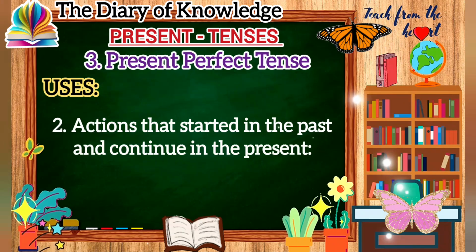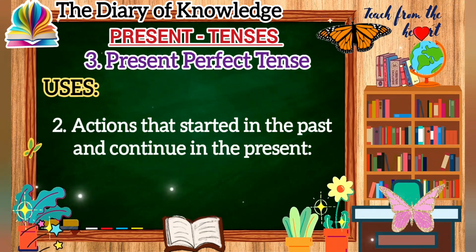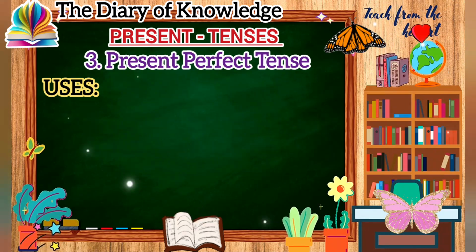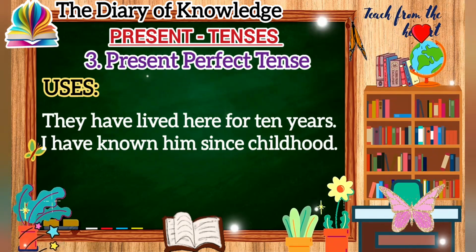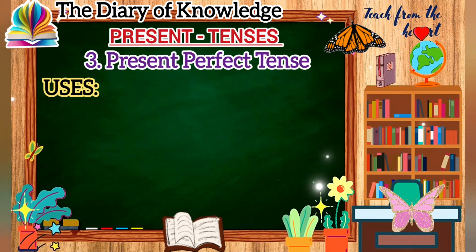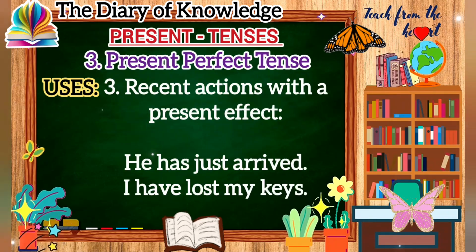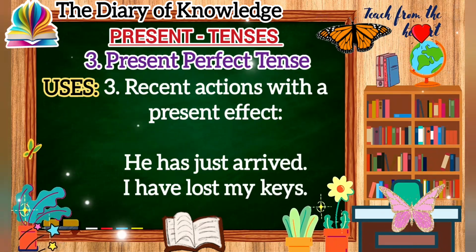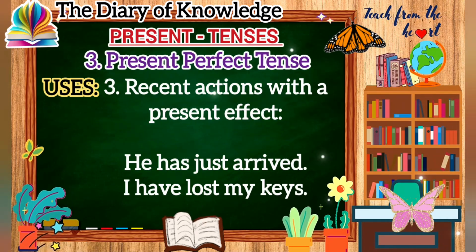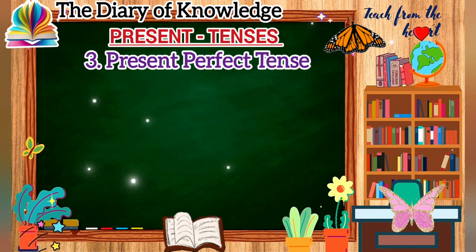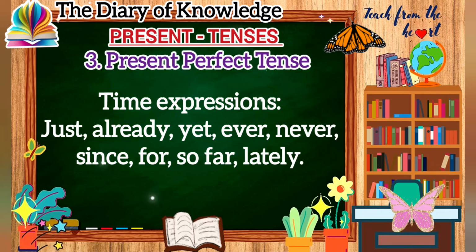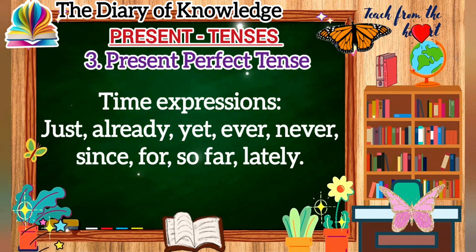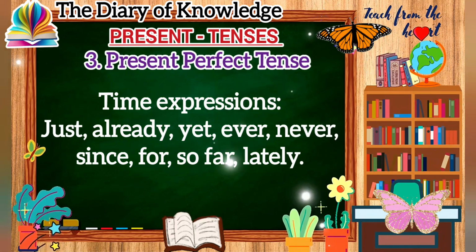2. Actions that started in the past and continue in the present. They have lived here for 10 years. I have known him since childhood. 3. Recent actions with a present effect. He has just arrived. I have lost my keys. Time expressions: just, already, yet, ever, never, since, for, so far, lately.